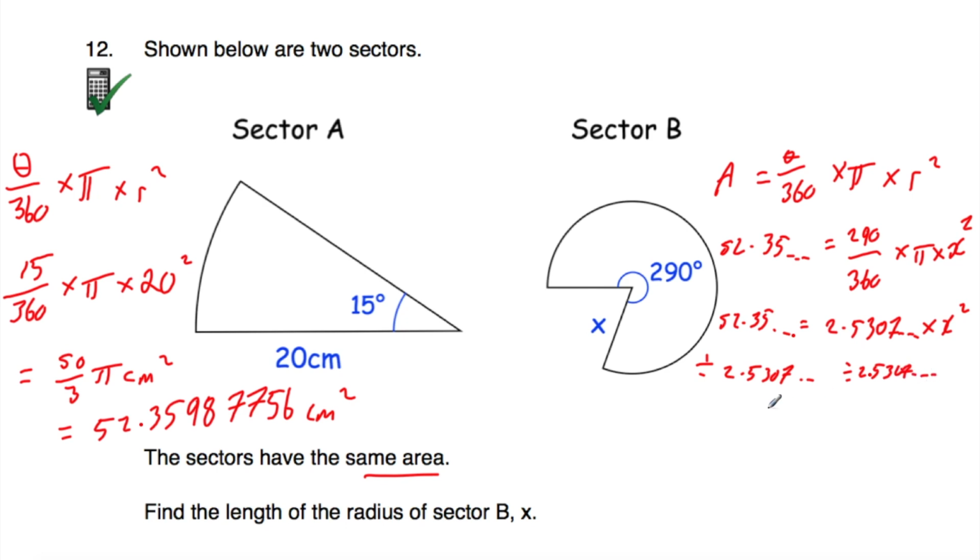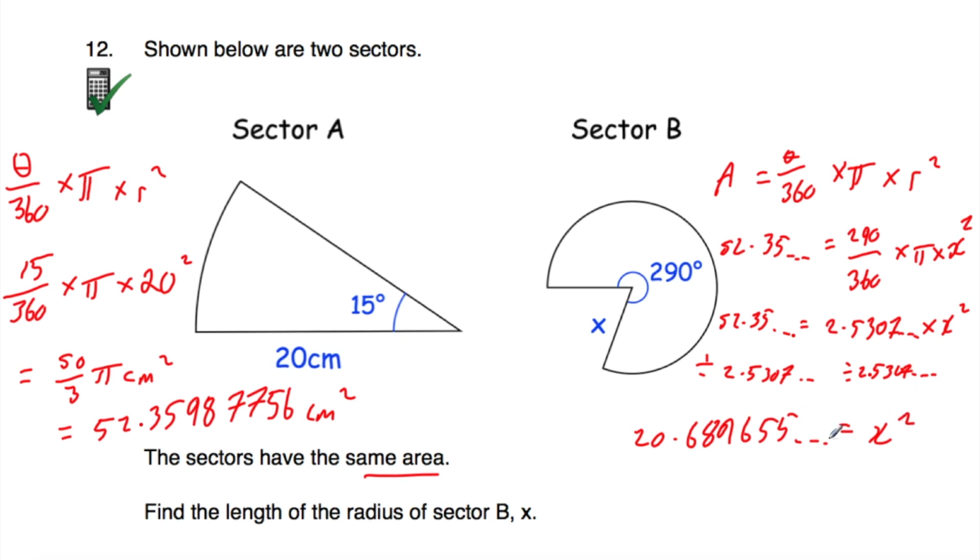On the left hand side we've got our 52.35 and so on, or 50 over 3 pi. I've typed that into my calculator, and I'm going to divide that by answer because that's on my calculator display already, and I get 600 over 29, or 20.689655 and so on. On the right hand side we were dividing by 2.53 and so on to get rid of the multiplying by it, so we're just left with x squared.